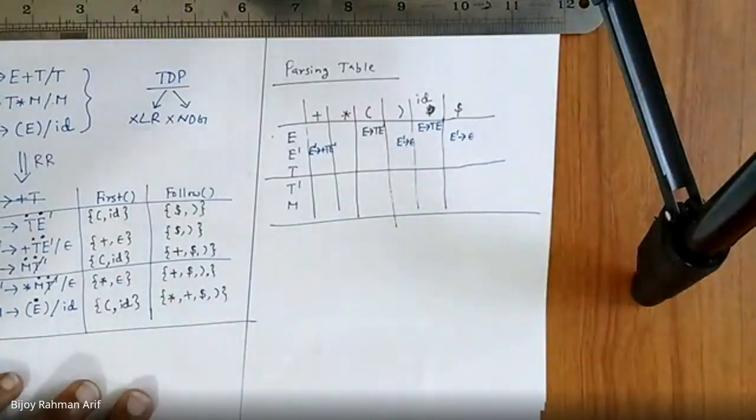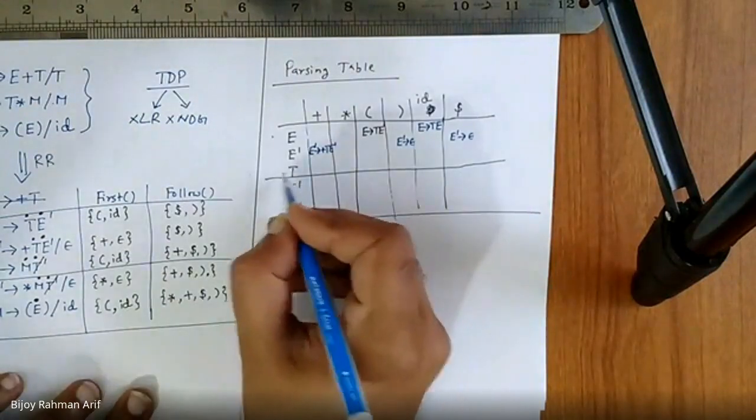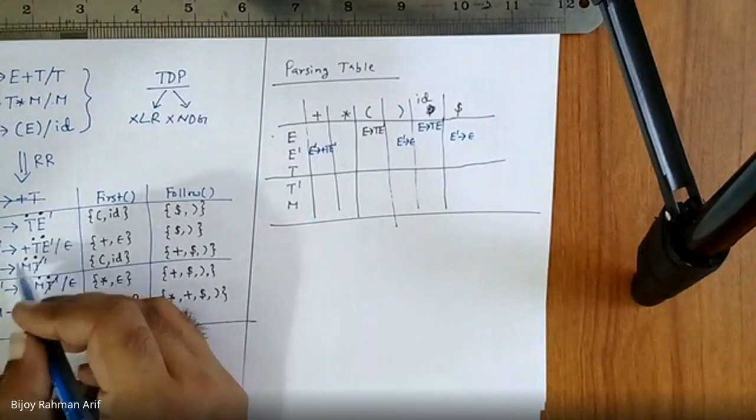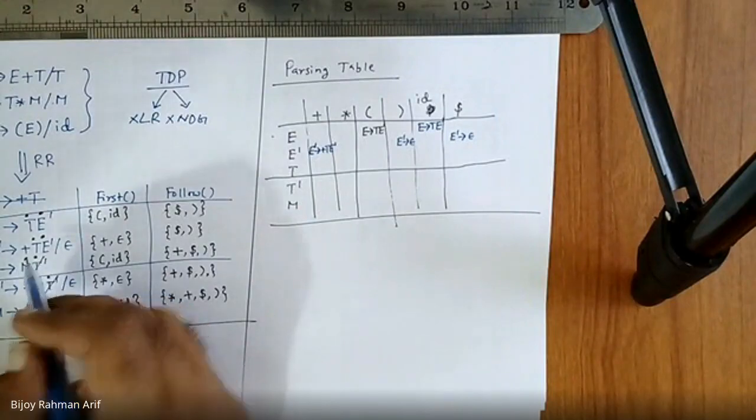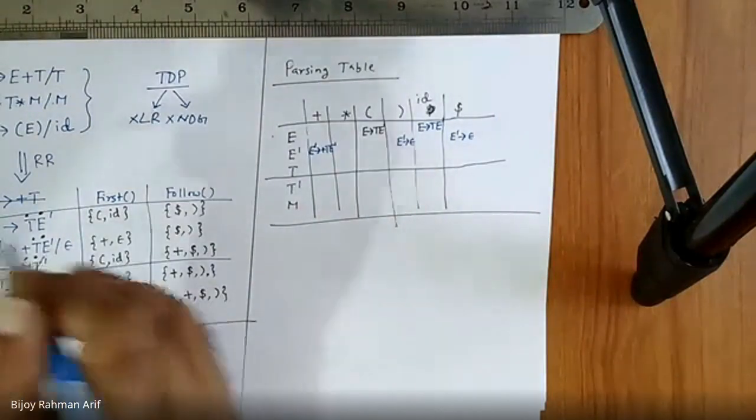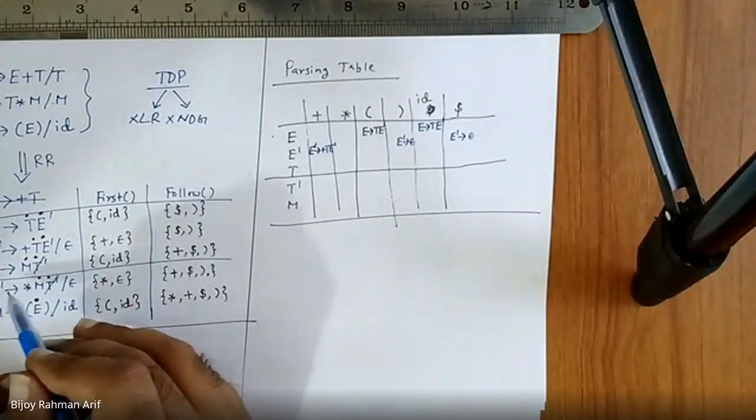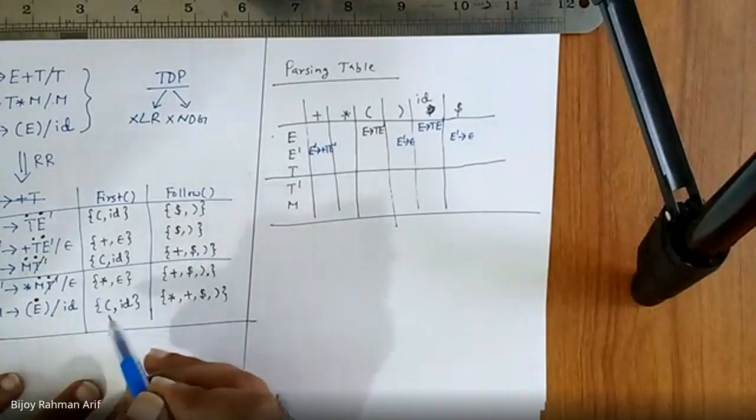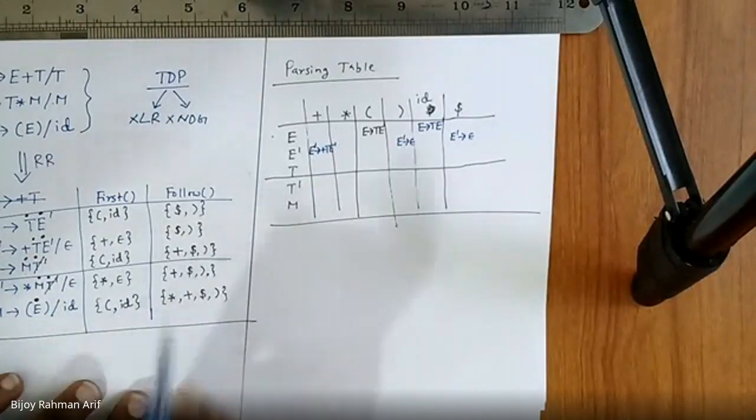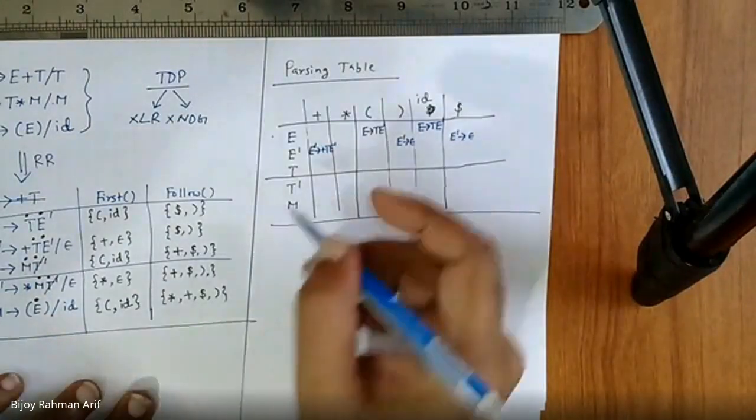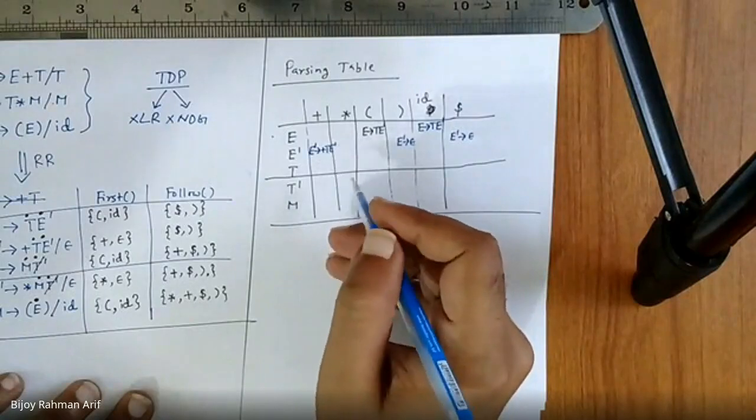So E dash derives epsilon. Let's go to the third one, T. T derives MT dash. So I have to go to the T row, and I don't know whether the right hand side is epsilon or not. So let's take it as not epsilon and apply rule number 1. First of MT dash is nothing but first of M. What is first of M? Open parenthesis and ID. So it is not epsilon. Okay, so T derives MT dash.